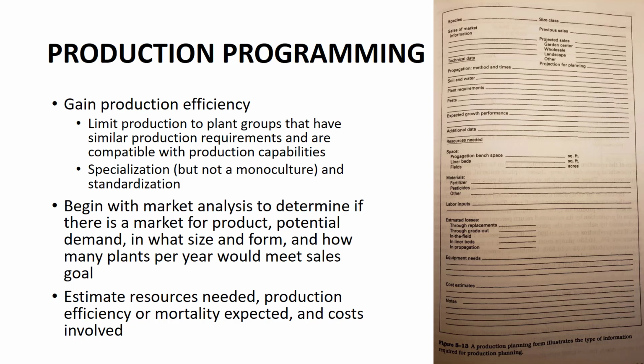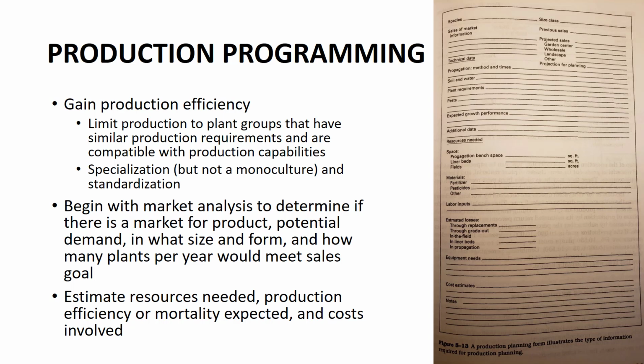Also, with increased mechanization of routine production operations, there is greater need for standardization of techniques. Specialization and standardization permit managers to plan and control production, thus ensuring a greater chance of success in the business. Production programming must begin with a market analysis to determine if there is a market for the product, the potential demand, in what size and form, and how many plants per year would meet the sales goal.